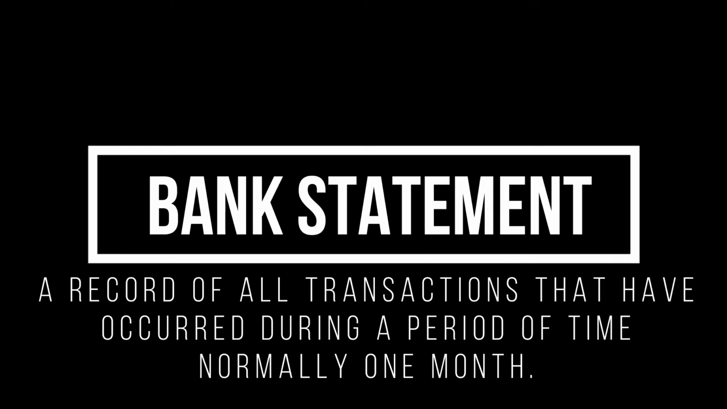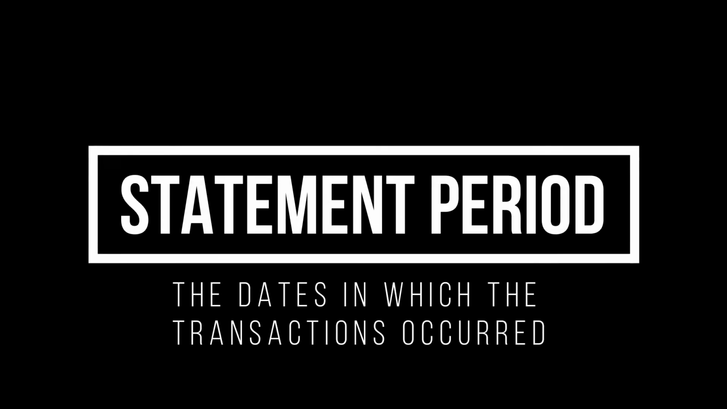The next vocabulary word is a bank statement. Now this is a record of all transactions that have occurred during a period of time, normally a month. So on that bank statement, you're going to have debits, you're going to have credits. In other words, you're going to have deposits, you're going to have withdrawals, you're going to have fees. Everything that happened in or out of your bank account during that specific time is going to be recorded on your bank statement.